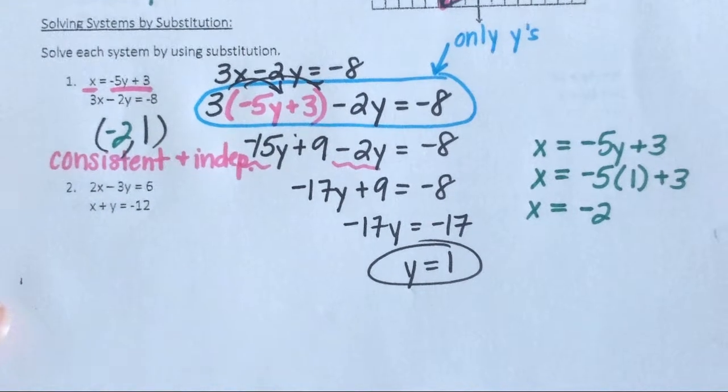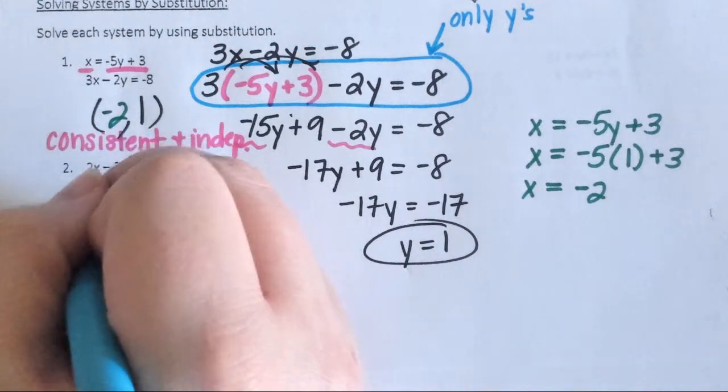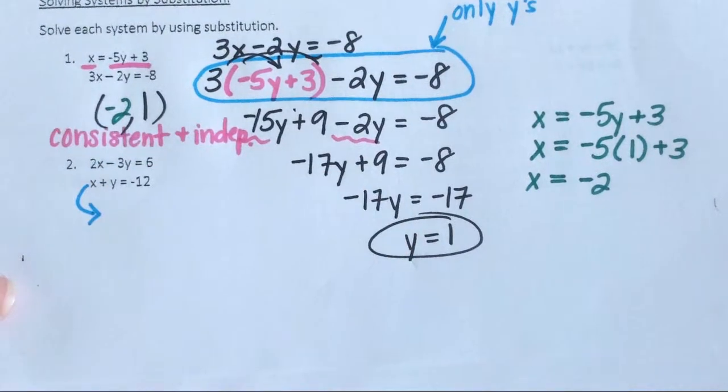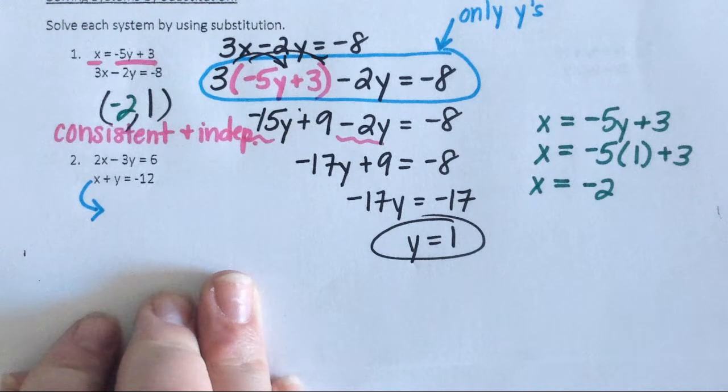Which equation should we use to solve for a variable? Which one would be easier if we want to get a variable by itself? The bottom one. You can have a point. So if we want to get the bottom one by itself, does it matter which variable? No, it doesn't.